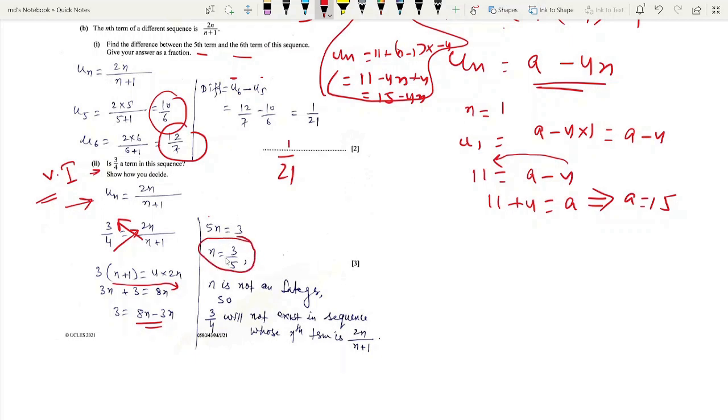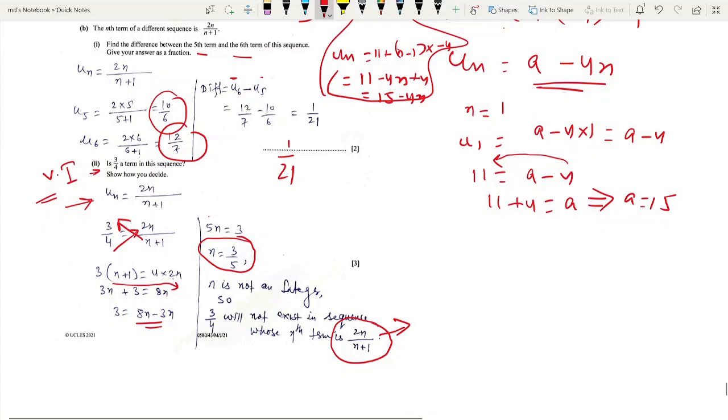So do you think it is meaningful? n should be an integer, like 1, 2, 3. If it is 3, then we say third term, 5, then fifth term, 9, then ninth term. If n is 3 by 5, how can we say the 3 by fifth term? It doesn't make any sense, right? So n is 3 by 5. So simply we will write n is not an integer. So 3 by 4 will not exist in the sequence whose nth term is 2n over n plus 1, because of the calculation I have shown.